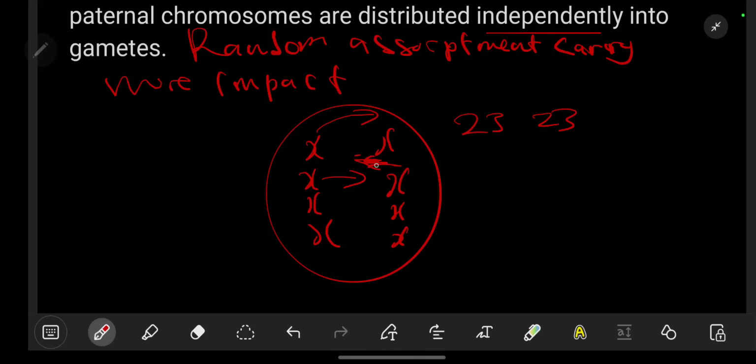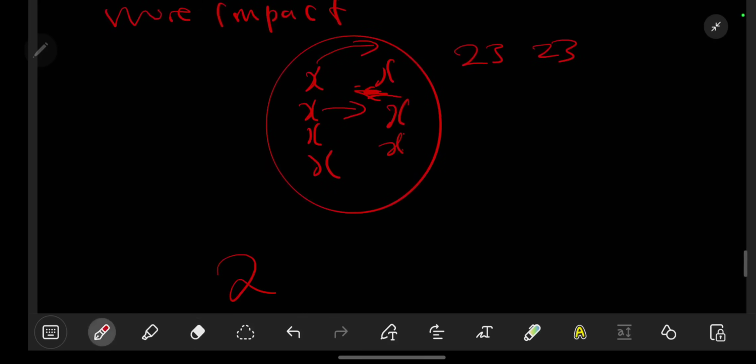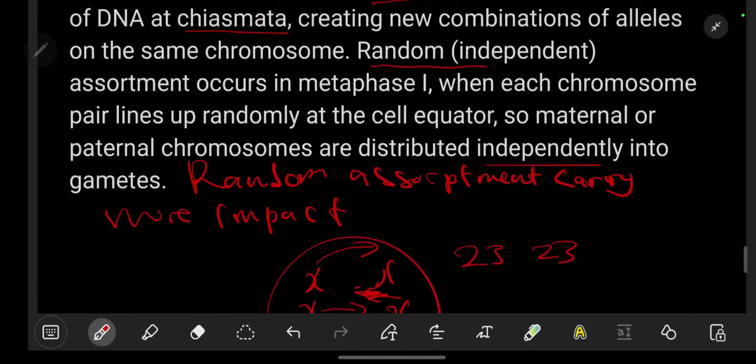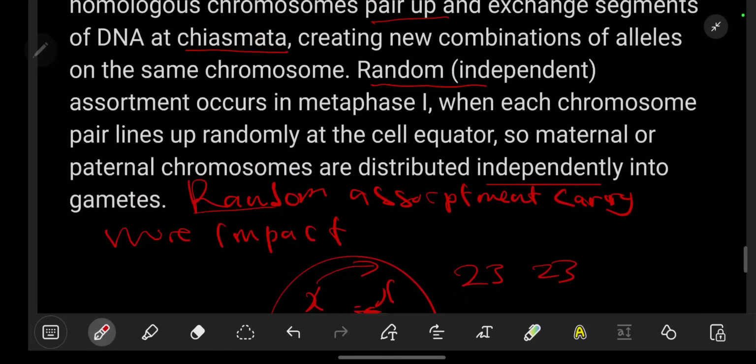But remember, both of these are carrying different traits. Then we could have, these can exchange position, this can come here, this other one can come there, and all that. So the number of possible arrangements is 2 to the power of 23, which is equal to 8.4 million. So this 8.4 million is the number of different outcomes that can be provided by random assortment.